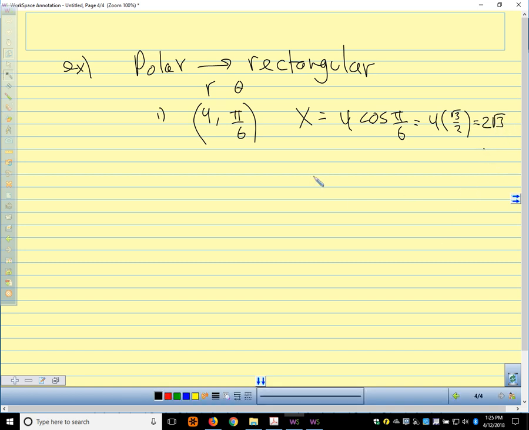So x is 2 square root of 3. Y is 4 sine pi over 6. And the sine of pi over 6 is 1 half. So that comes out to 2. So this point in rectangular coordinates is 2 square root of 3, comma 2. All right, questions there?